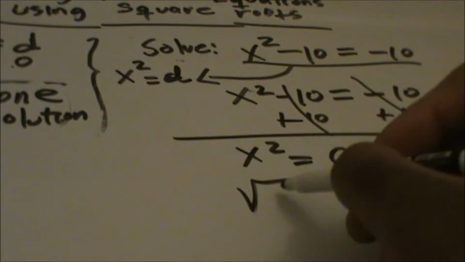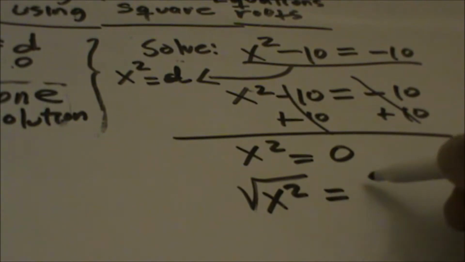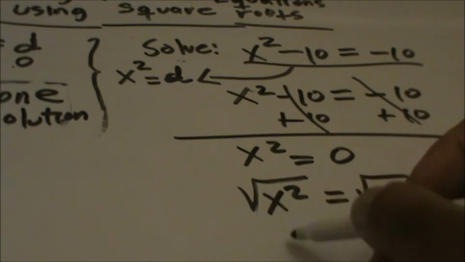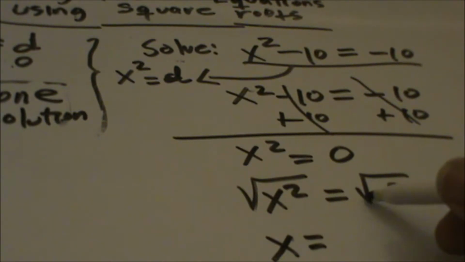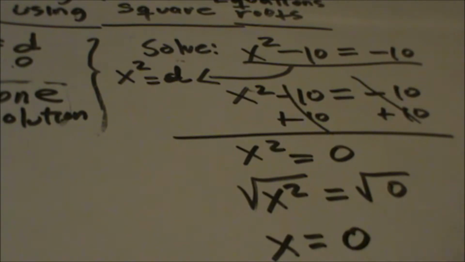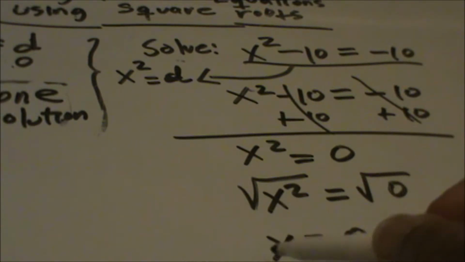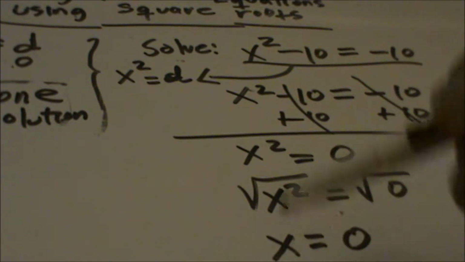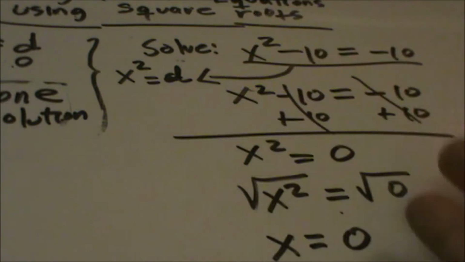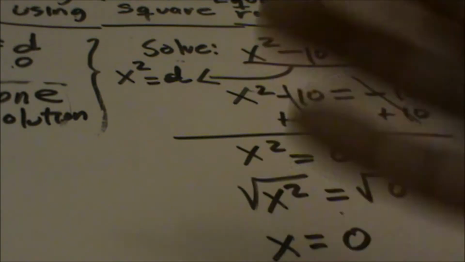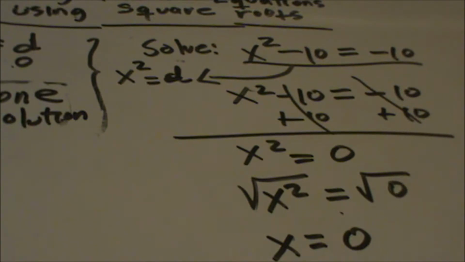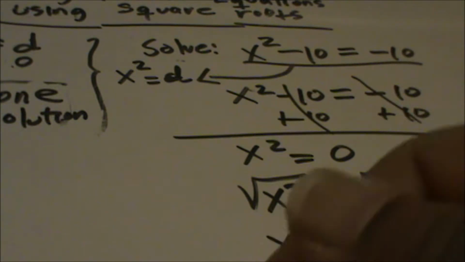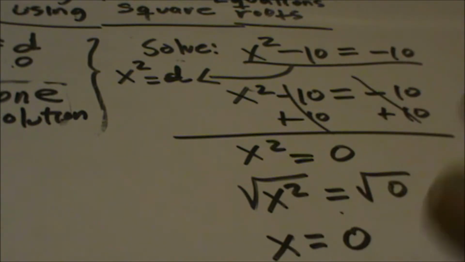So we find the square root of x squared equals the square root of 0. x equals the square root of 0, which is 0. So it makes d equal to 0 true. So there's only one real solution, which happens to be x equals 0. Okay? All right, that's the second scenario.